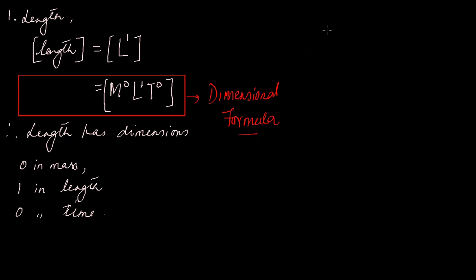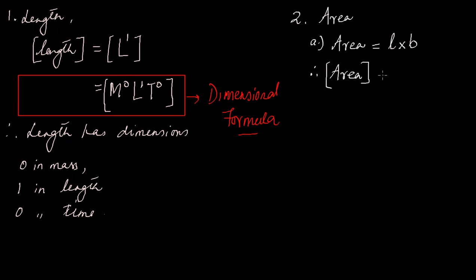Okay, so let us now find the dimensional formula of area. Number 2, area. You can take area of anything, right? Anything. Let's say you take the area of a rectangle. So area of a rectangle is nothing but length into breadth, right? So this is the formula for the area. So therefore area, put this inside of the square bracket, is equal to length.